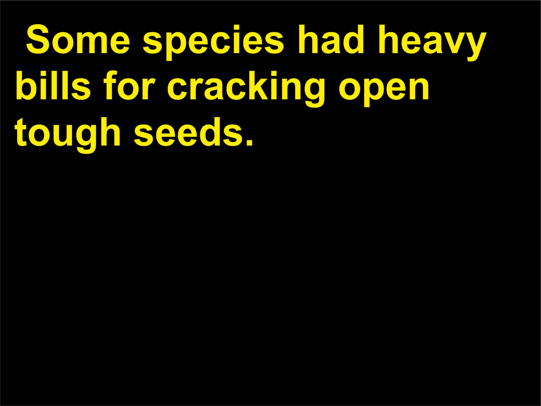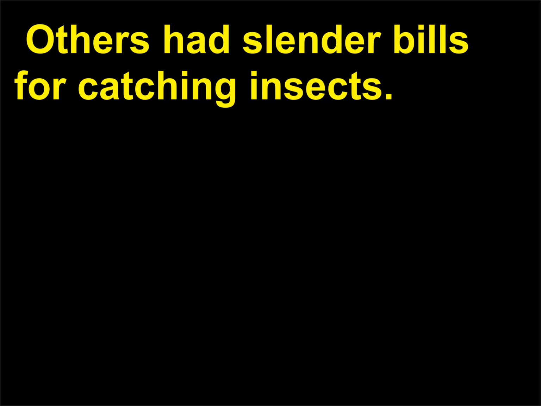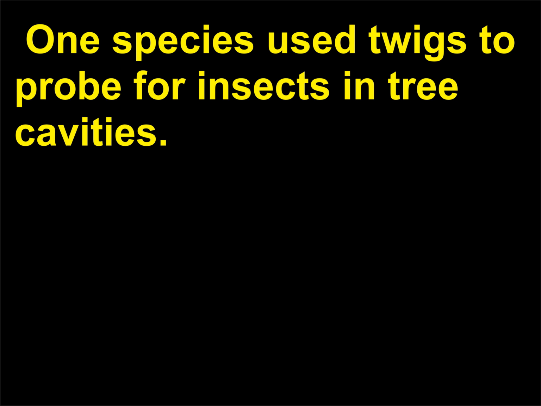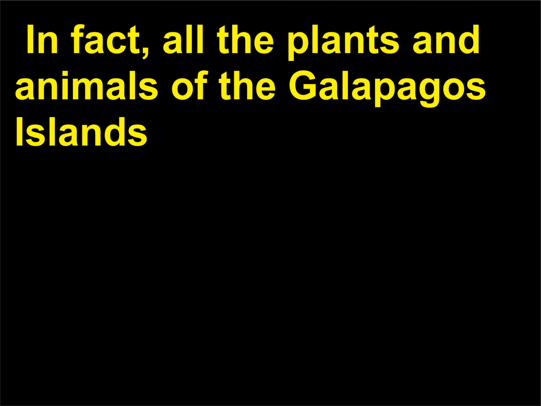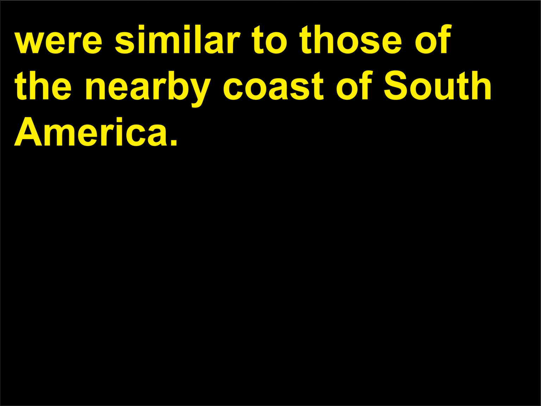Some species had heavy bills for cracking open tough seeds. Others had slender bills for catching insects. One species used twigs to probe for insects in tree cavities. All the species resembled one species of South American finch. In fact, all the plants and animals of the Galapagos Islands were similar to those of the nearby coast of South America.